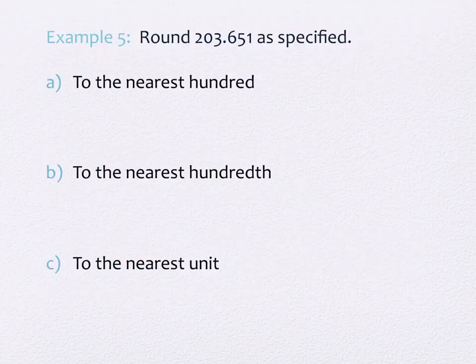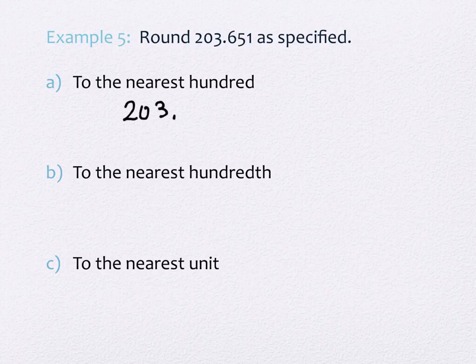So we're going to look at an example. Our example is going to be to round, and this one is to the specific value. And then we'll do our front-end estimation examples, example number 6. So the specified value is given in A, B, and C. The first one, A, says to the nearest hundred. What digit is the hundreds place in this problem?